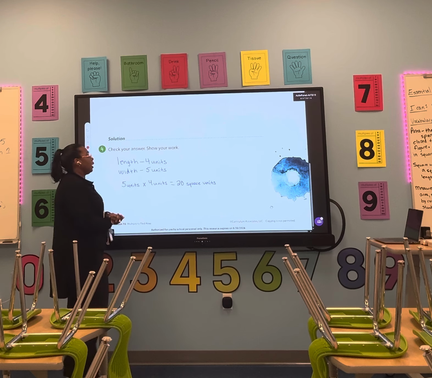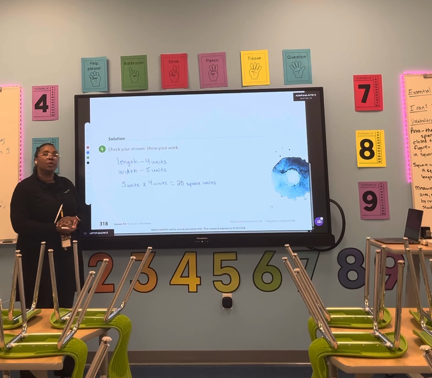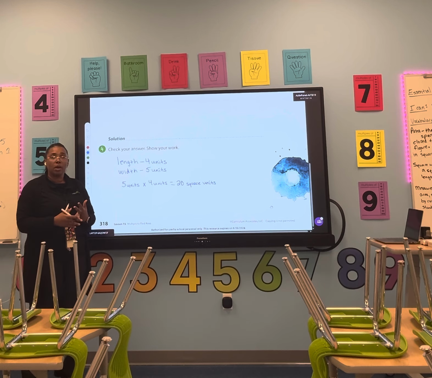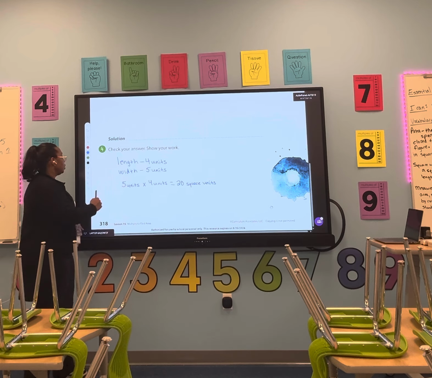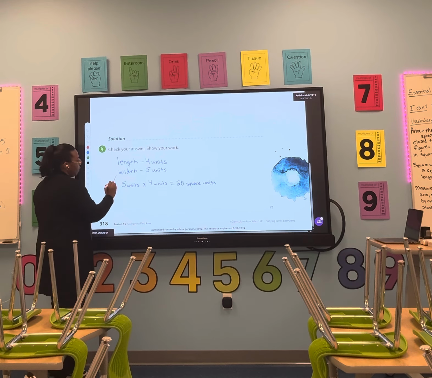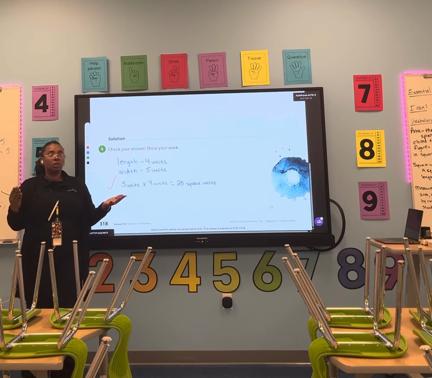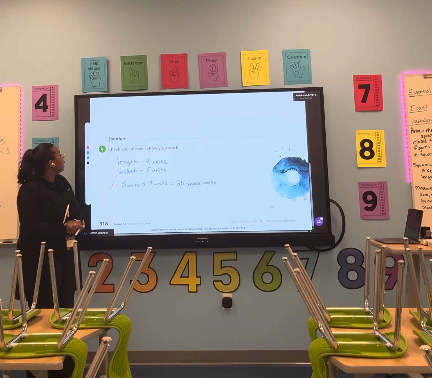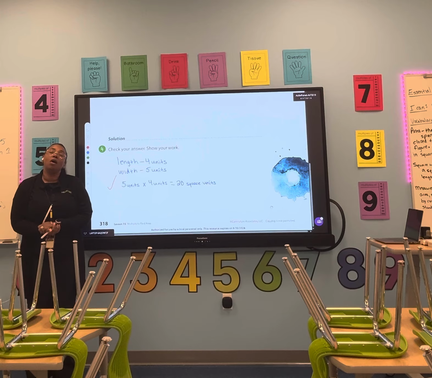Okay, so the answer we got is 20 square units, and when we did our skip count, we got 20, and when we did our count of the squares, we also got 20. So this checks out perfectly. We got the same answer, and we did it 3 different ways. So our check is complete, and that is it for homework.